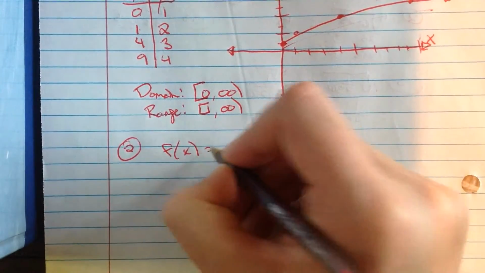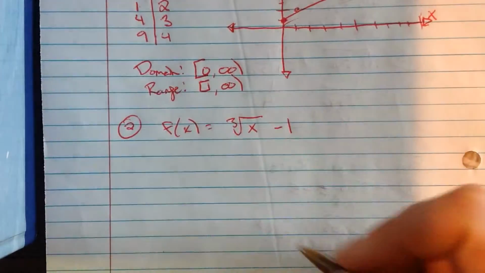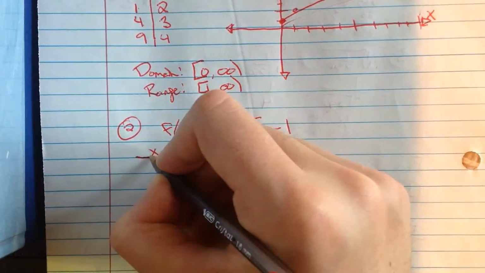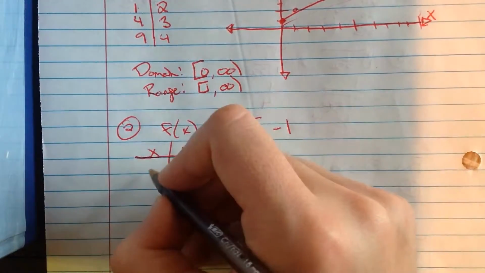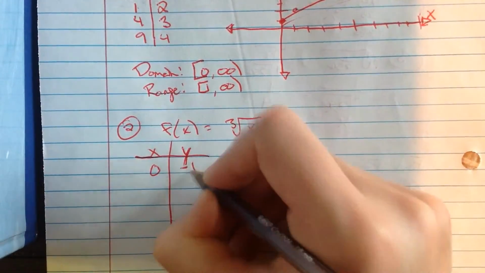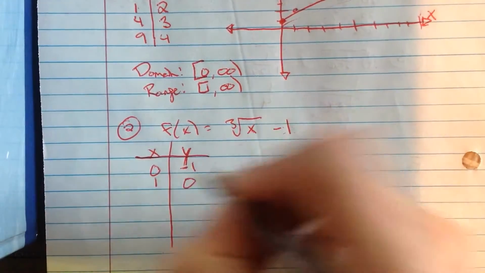F of x equals the cube root of x minus 1. XY table. Putting 0 in, cube root of 0 is 0, minus 1. Put 1 in, cube root of 1 is 1, minus 1.